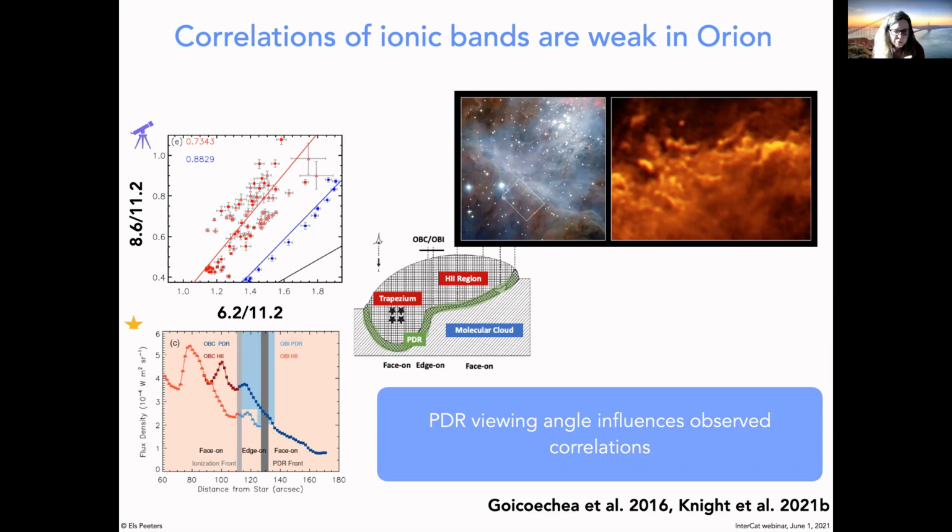You know, this is supposed to be 11.2 versus 6.2, two ionic bands. There's supposed to be extremely tight correlations. And this, if you look at all the points in our slits, you don't see that.